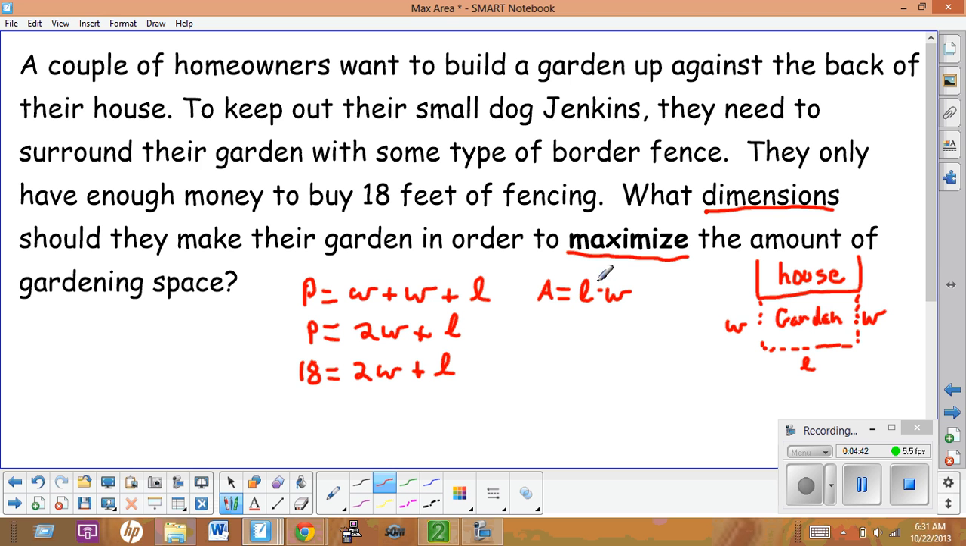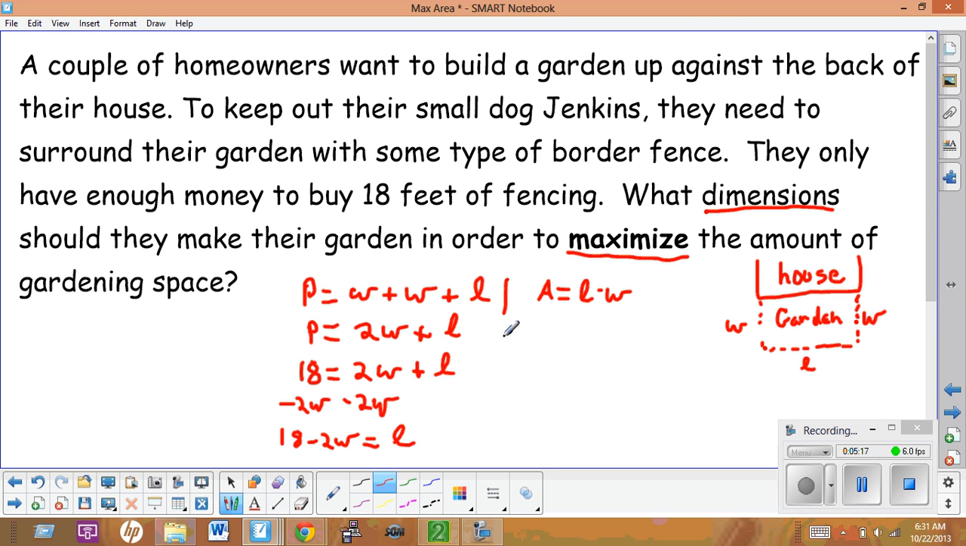In order to graph it, we need to get it down to one variable. I have an L and a W. So what I'm going to do is take the information over in the perimeter, rewrite it and solve for one of the variables. L looks like a good one to solve for. So I'm simply going to go minus 2W, minus 2W, and get 18 minus 2W is equal to L. Okay, I rewrote L in terms of W, and that's how we pronounce it. One more time, I rewrote L in terms of W.